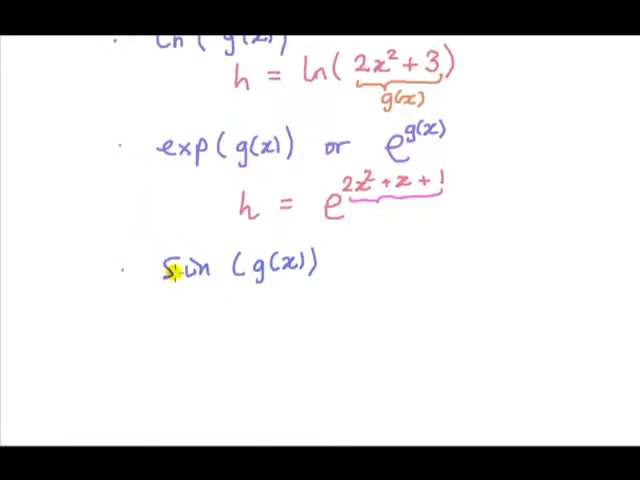And finally, we have a structure involving the trigonometric functions, sine, cosine, tan. I'll take here sine of a function g. An example here is h is equal to the sine of 2x plus x, and the g function is here, and the f is the sine.